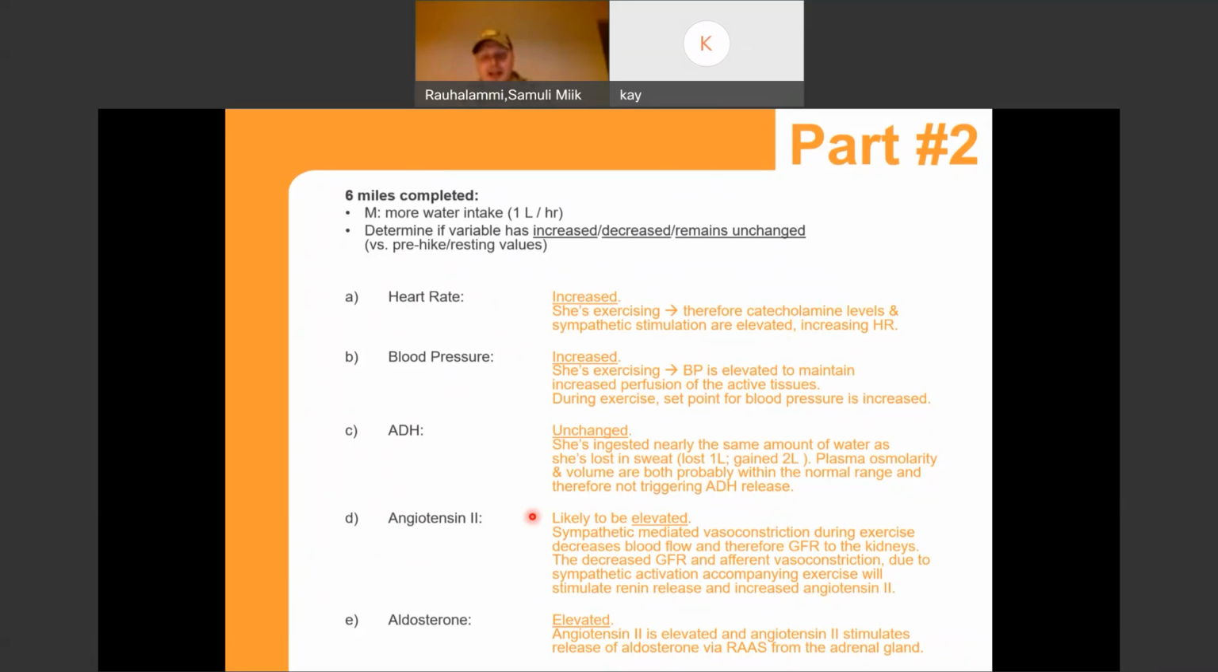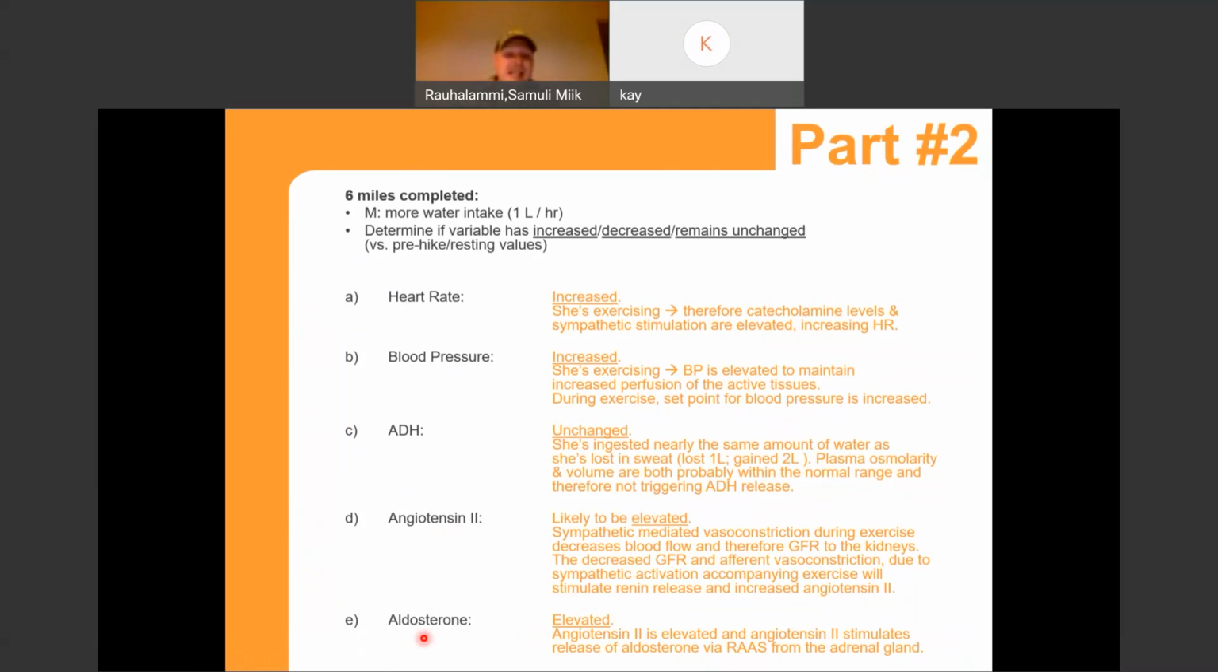So Maria is exercising, and this will mean that there's going to be less blood flow to the kidneys. So the kidneys' glomerular filtration rate is going to be decreased as well. And because the glomerular filtration rate was decreased, there's some vasoconstriction as well that will cause renin to be released and also angiotensin 2 to be released. And if angiotensin 2 is being released, so those values are elevated, that will then stimulate the release of aldosterone from the adrenal gland as well.